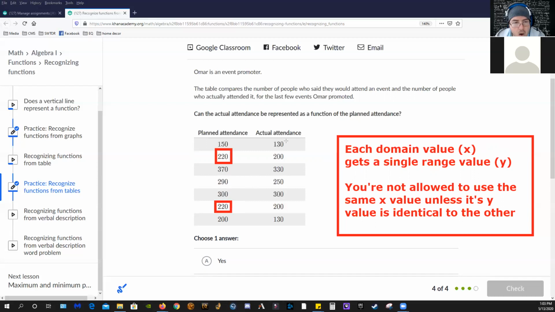Okay. So now these, we're only allowed to double up on x values if they go to the same thing. So 220 goes to 200, 220 goes to 200. I think that means it is a function.